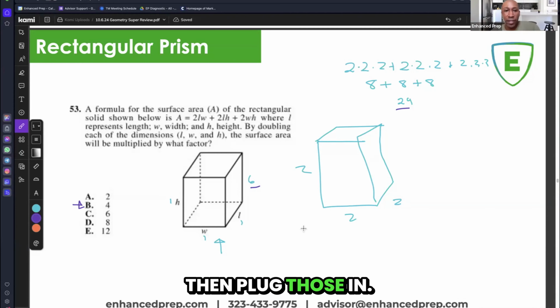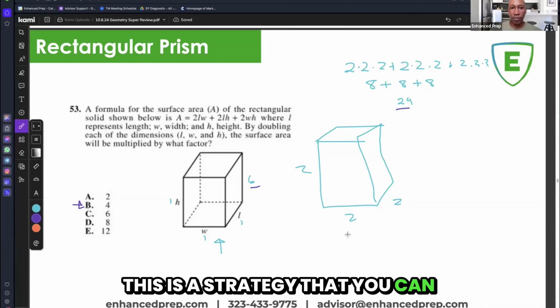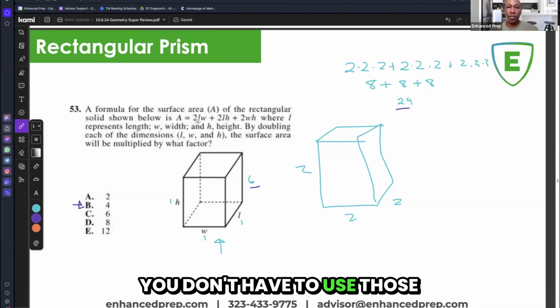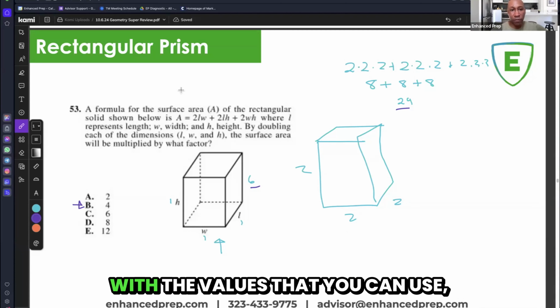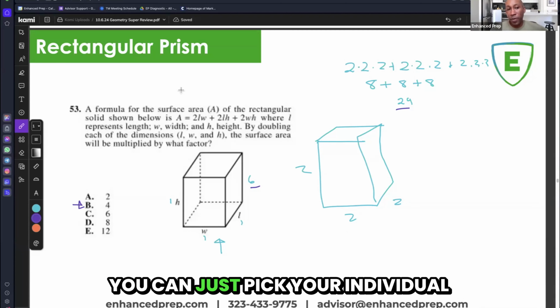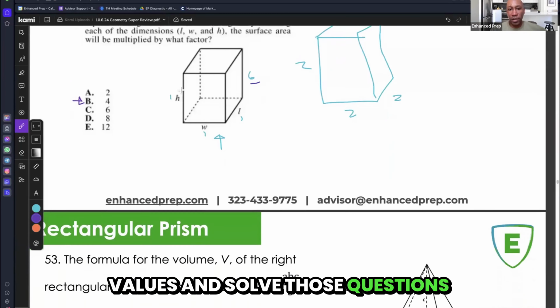And then plug those in. This is a strategy that you can use, right? You don't have to use those variables. Just assign those variables values, as long as they don't limit you with the values that you can use. And you can just pick your individual values and solve those questions that way, okay?